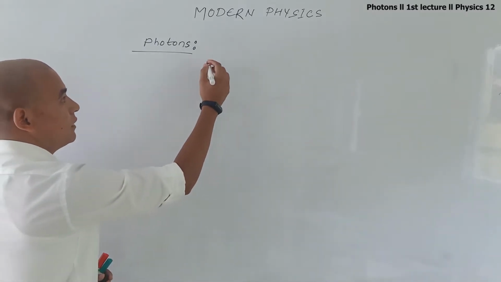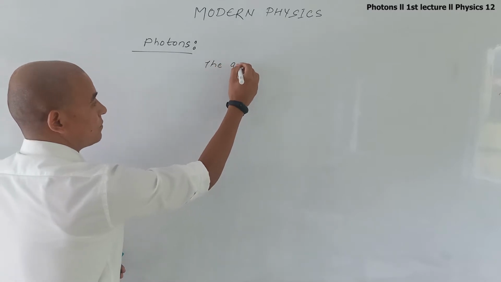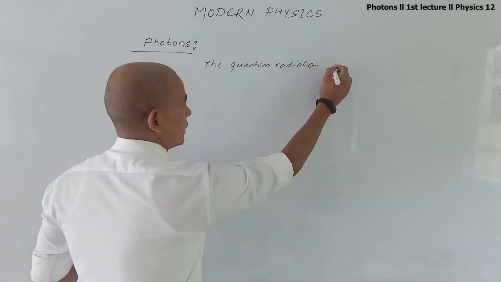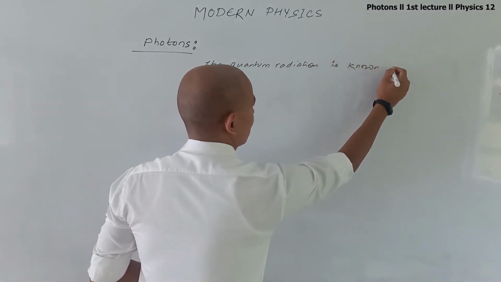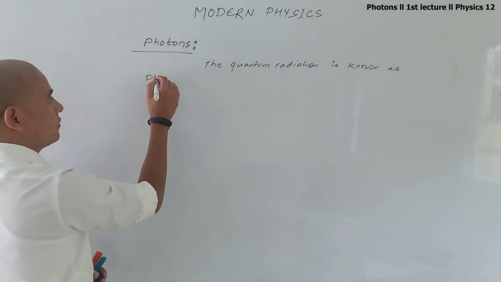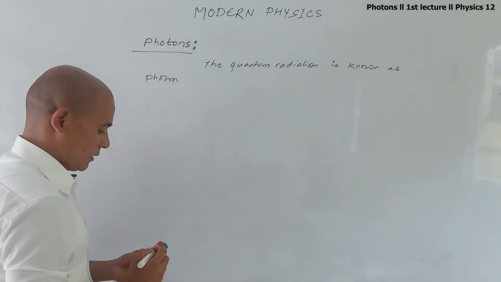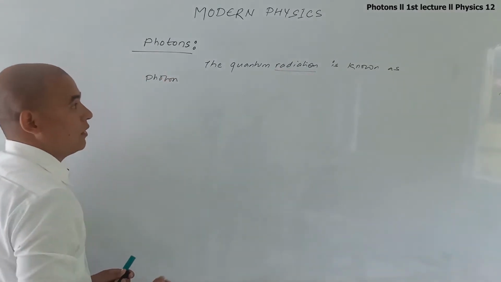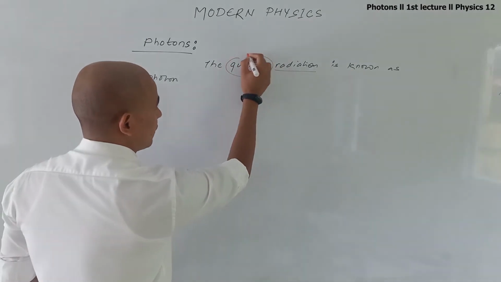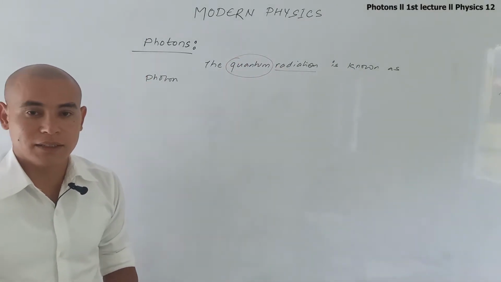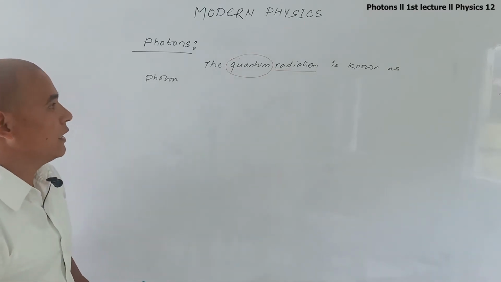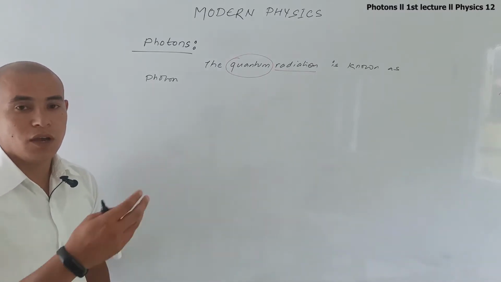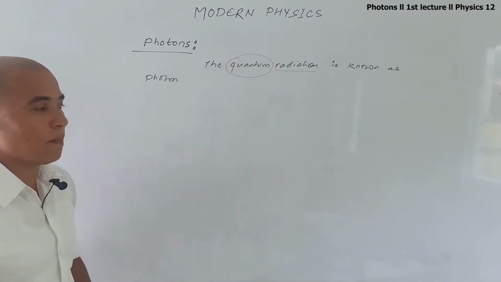So in simple terms, the quantum radiation is known as photon. Any radiation which has the quantum, meaning the packet of energy, any radiation that is moving with a certain energy, is known as a photon. Now let me show you how to derive the momentum of a photon.